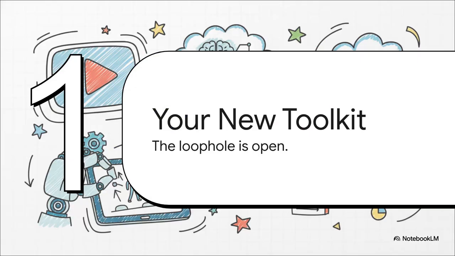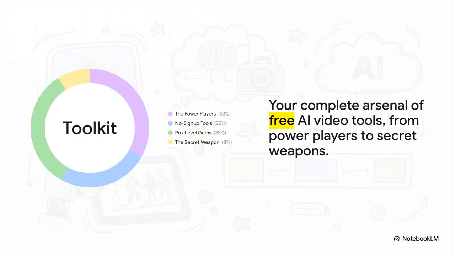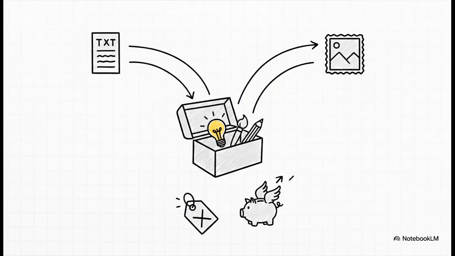So, there you have it. That's your complete arsenal of free AI video tools. The barrier to entry, it's officially gone. We've gone through the big power players, the instant no sign-up tools for when you need something fast, the pro-level gems for that high-quality output, and of course, the secret weapon, using HuggingFace and that little VPN trick to unlock basically endless possibilities.